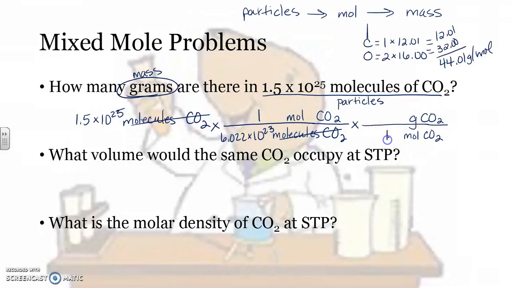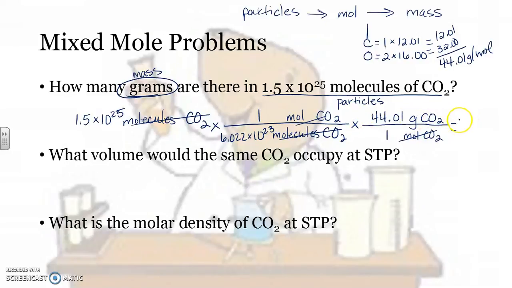So we know that 1 mole of carbon dioxide is equal to 44.01 grams of carbon dioxide. Moles cancel. We're left with grams in our unit. That's what we're looking for. So now we can just solve the problem. Let me grab my calculator. We have 1.5 times 10 to the 25th times 1 divided by 6.022 times 10 to the 23rd. And then we multiply that by 44.01 and divide by 1.